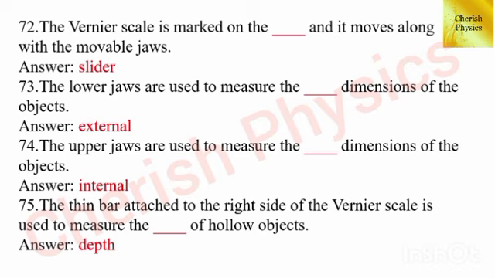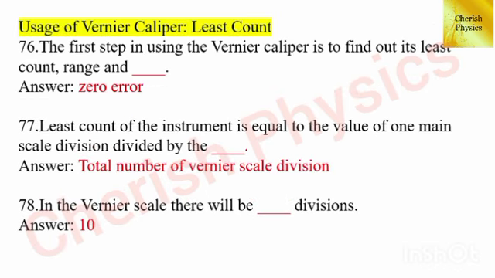The upper jaws are used to measure the internal dimension of the objects. The thin bar attached to the right side of the vernier scale is used to measure the depth of hollow objects. The first step in using the vernier caliper is to find out its least count, range and zero error.